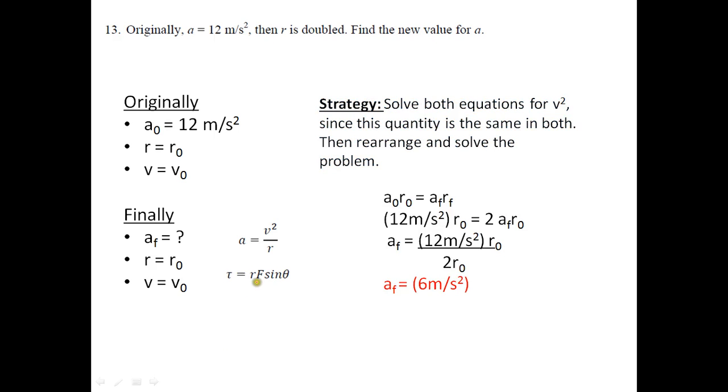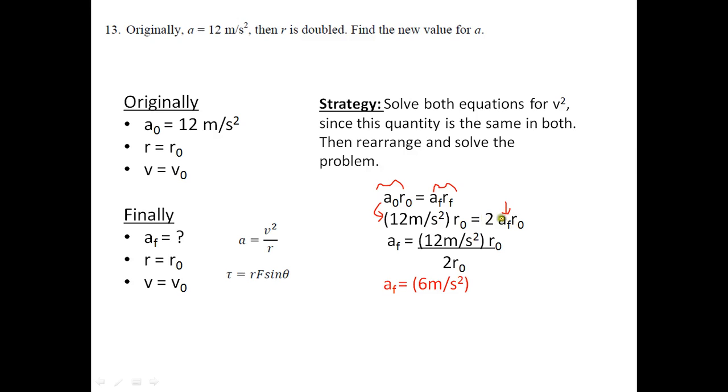Here we have the initial v squared equals the final v squared. F represents the final and the naught represents the initial. Initially, we're told the acceleration was 12 meters per second squared, so a naught was 12 meters per second squared. We're not explicitly told what r naught was, so we just call it r naught, whatever it was originally. We're not told the final acceleration, so that's what we're still solving for.